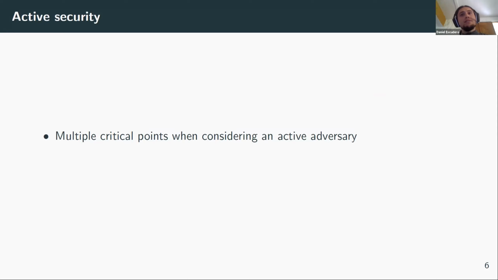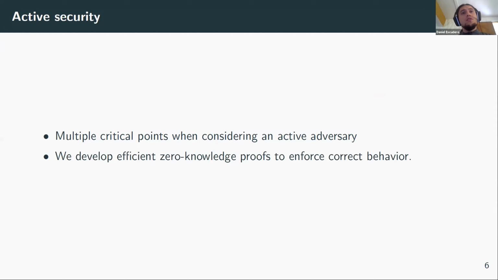Okay, active security is unfortunately not that cheap. There are many critical points that break if you consider an active adversary. Again, I explained them in the full length video. And we do develop some efficient zero knowledge proofs to enforce correct behavior. For the public key variant, the zero knowledge proofs are actually quite easy to find, off the shelf. But for the secret key variant, we actually needed to develop our own zero knowledge proof. So that can be seen as a contribution of independent interest.